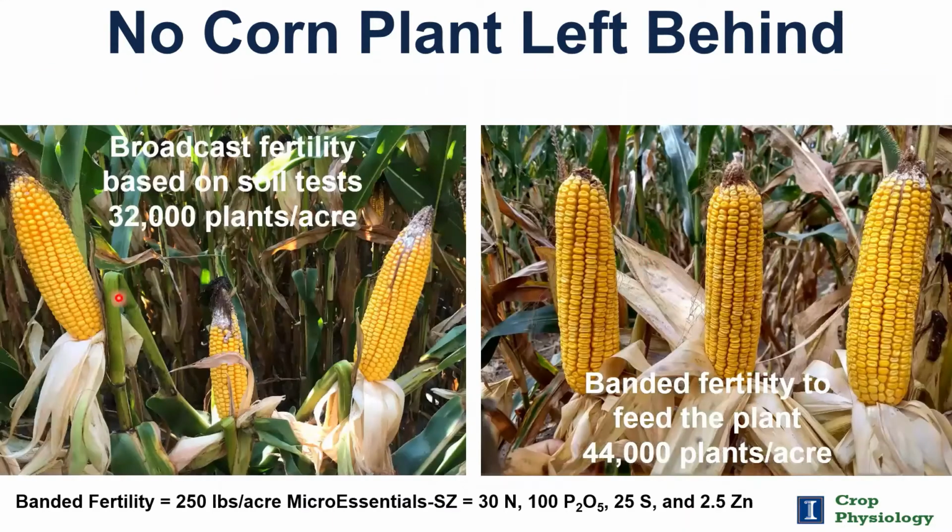And this is what this plant left behind will look like later on in the season. And you may be asking me, why are we planting 44,000 plants per acre? And that's, like I said, because that's where we have our sights. That's going to be the future. And when we have banded fertility in place, this is some of the things that we can get away with.